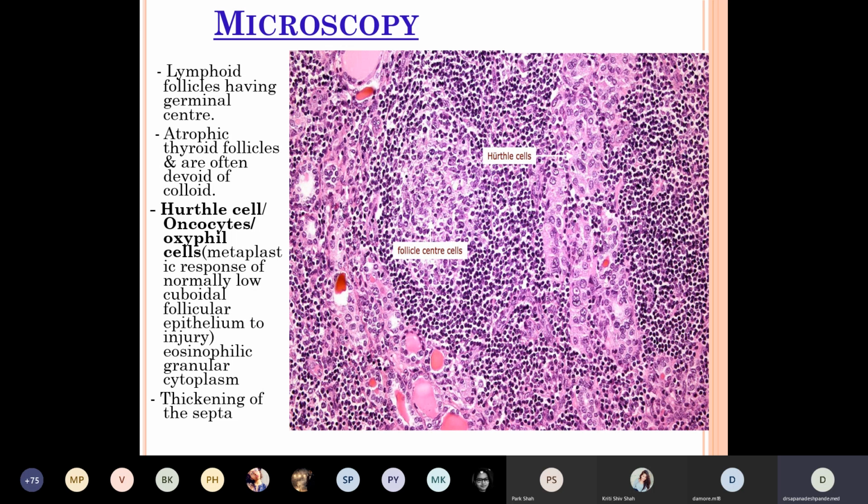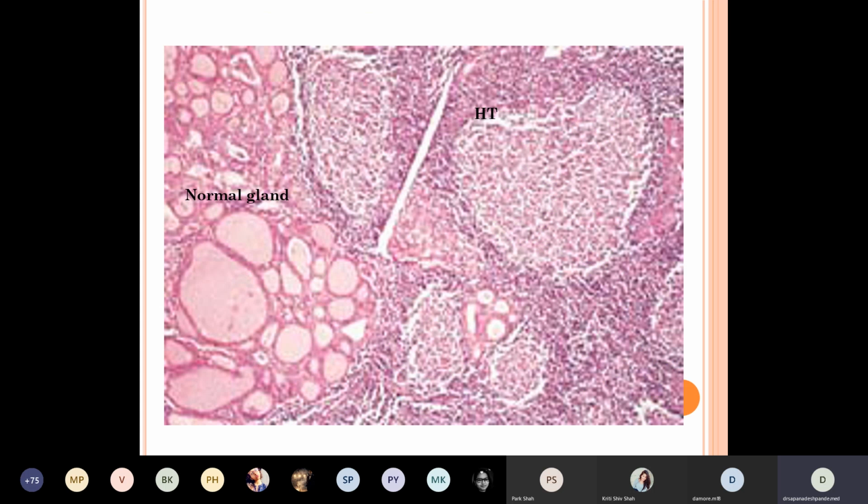So this is Hashimoto's thyroiditis. What you will see: lymphoid follicles and Hurthle cells. Okay, so this is the slide for Hashimoto's thyroiditis. There is one more diagram. You can see the normal gland, and on the right side you can see Hashimoto's thyroiditis. Follicles are replaced by lymphoid follicles. Okay, and germinal centers are there, and Hurthle cells are not visible. For that you have to look under 40x to see the Hurthle cells. Hurthle cells are normal cuboidal epithelium, but they will have more eosinophilic cytoplasm because of the granularity.